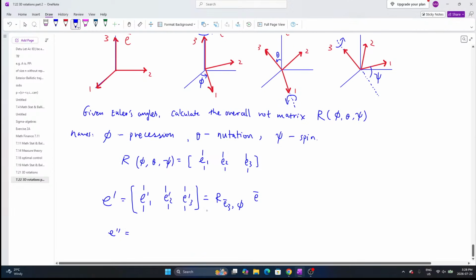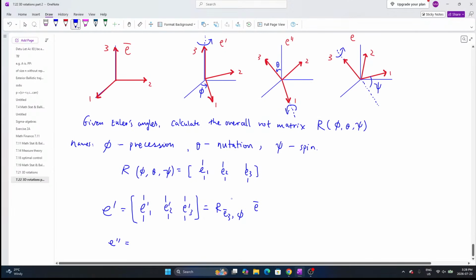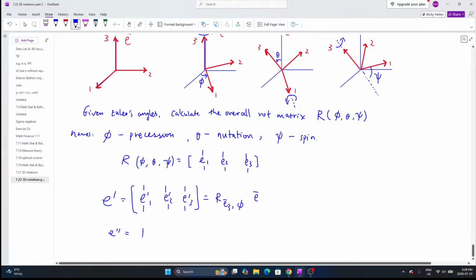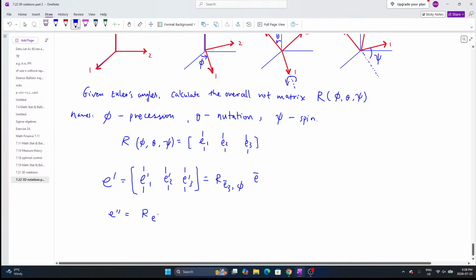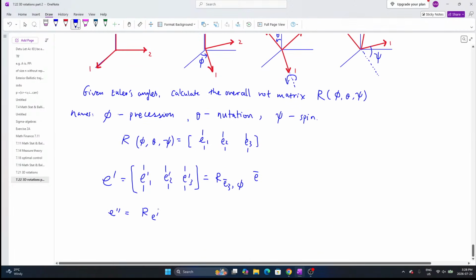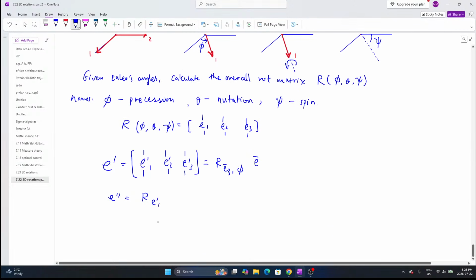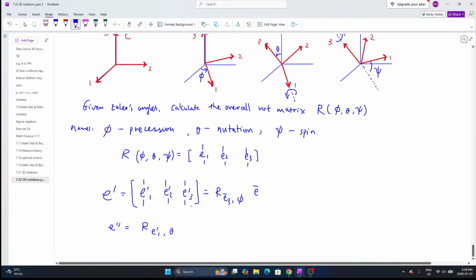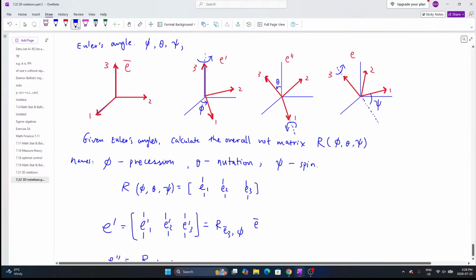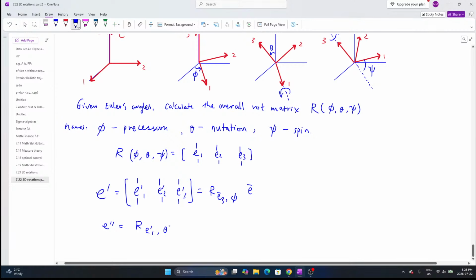What is E double prime? According to this description, oh, 3 here. Oh no, there's no 3. E double prime is the result of rotating E prime about axis 1 by an angle of theta, and then times E prime.